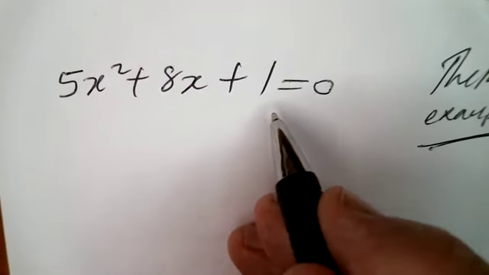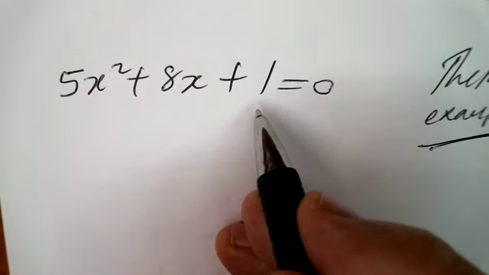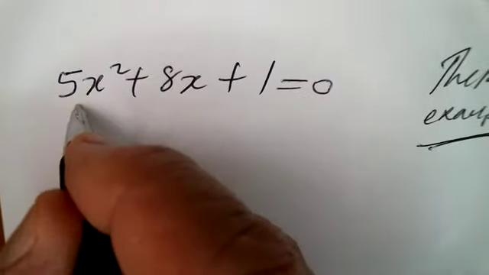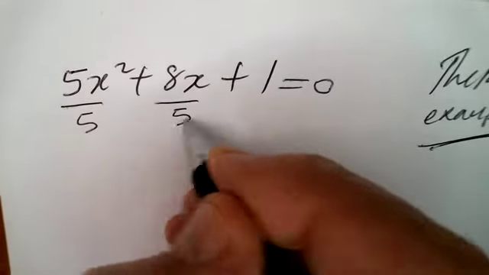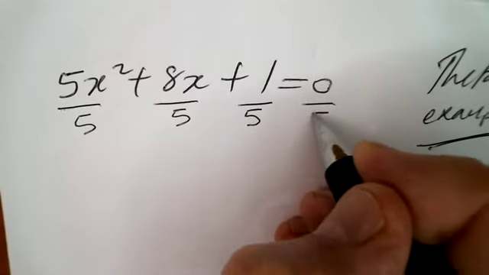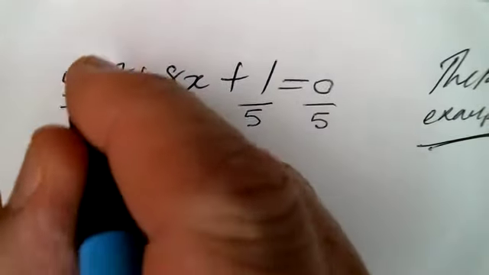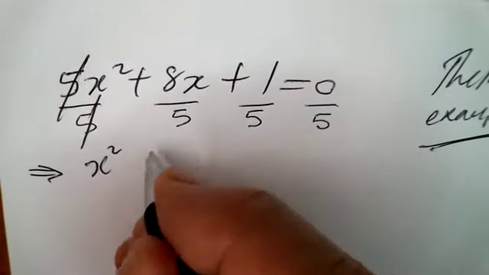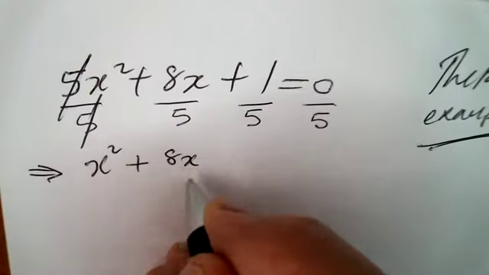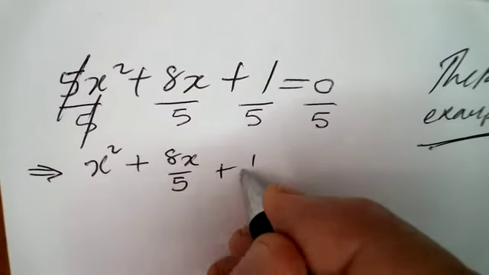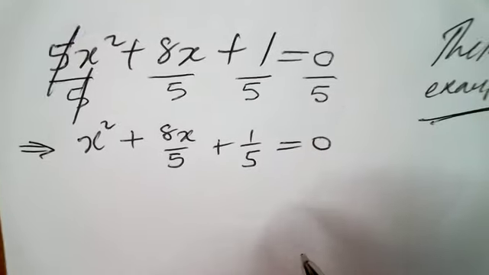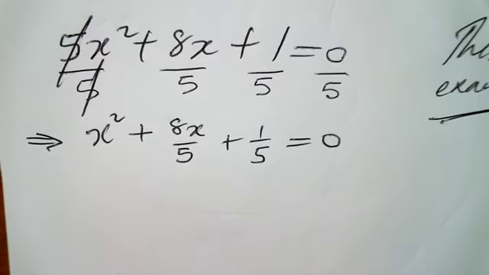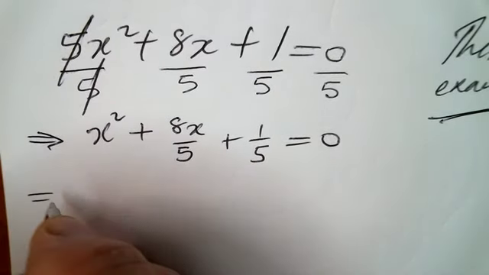So my first step really is going to be to get rid of the 5, and to do that, we can just divide everything by 5. I'm going to divide this by 5, this by 5, this by 5, and importantly, this by 5. 5 divided by 5 leaves me with an x squared, so that implies that this is going to be plus 8x on 5, and this is my 1/5. Now, you'll notice at this point we don't have any brackets, and that just simplifies the process a little bit.